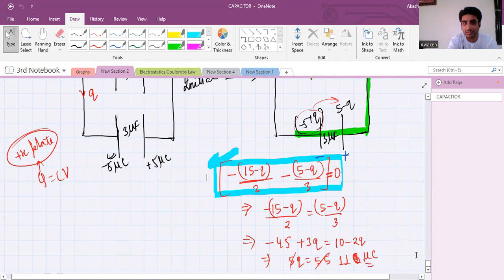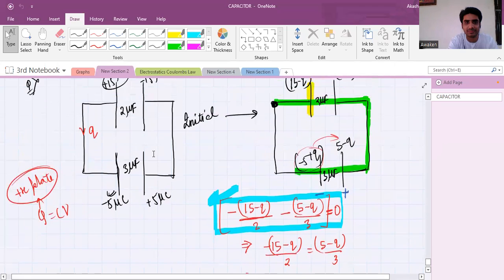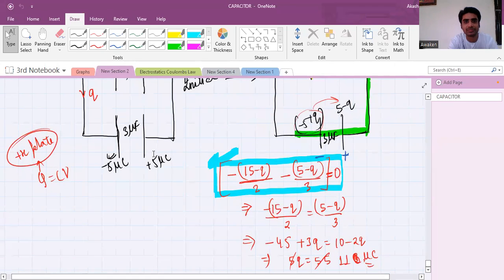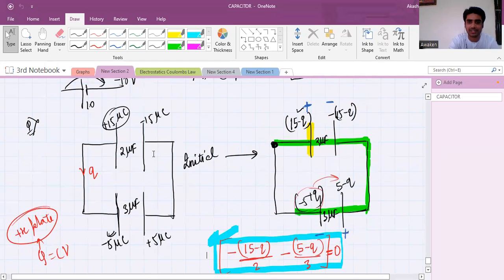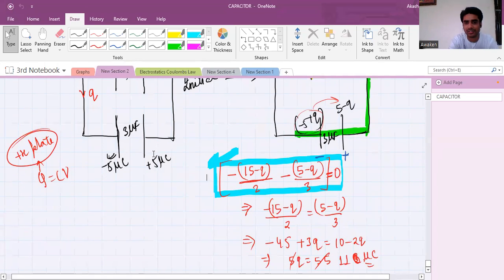You all are dangerous people. It's a simple calculation, you see. Q is 11. Yes or no? Right? So now tell me what is the final charge distribution. Everyone got 11 or not?